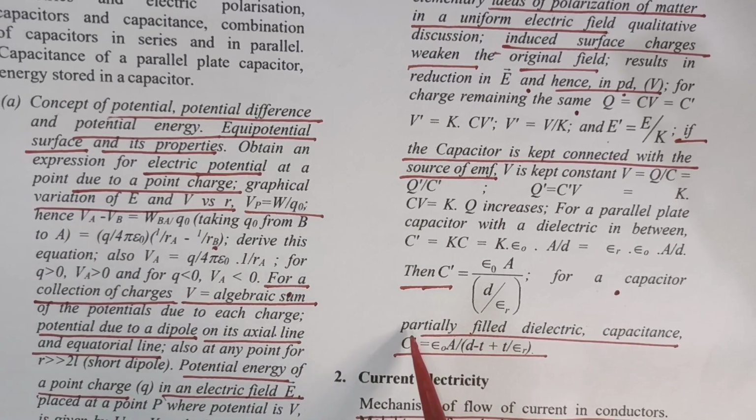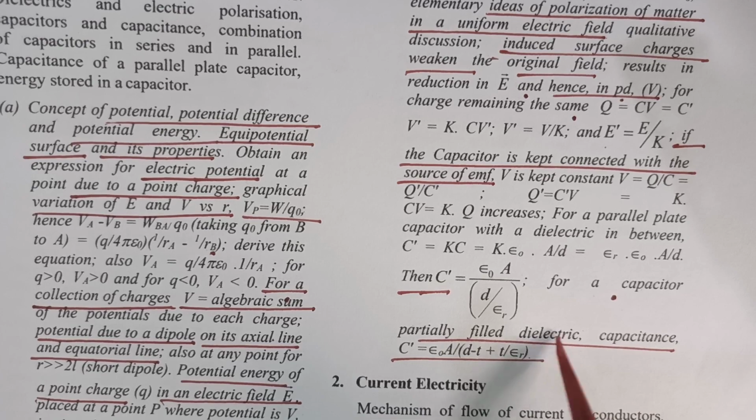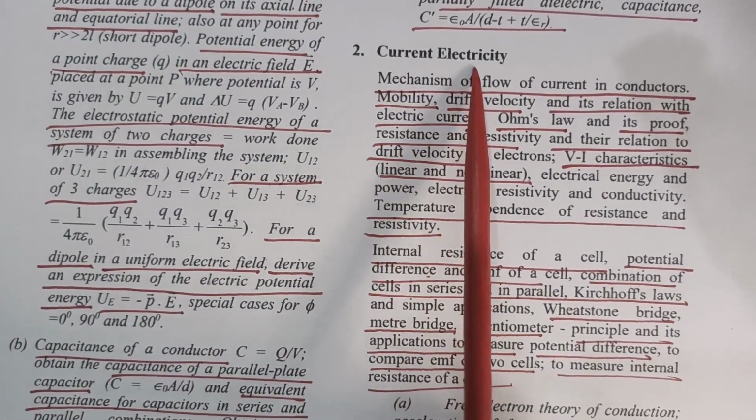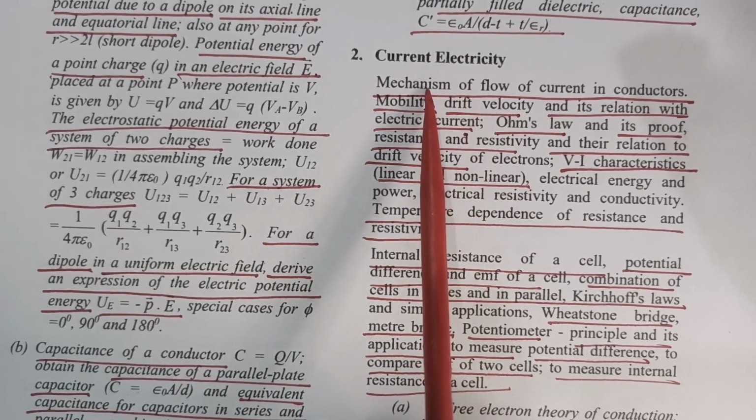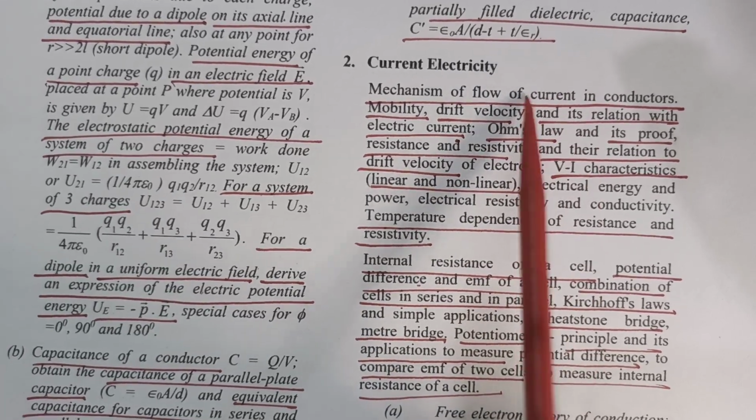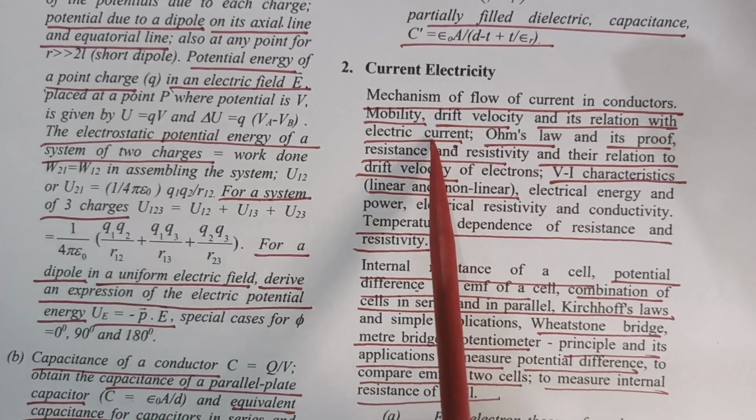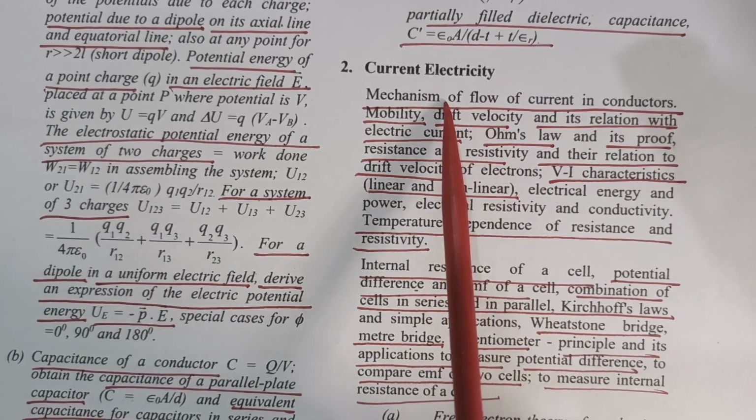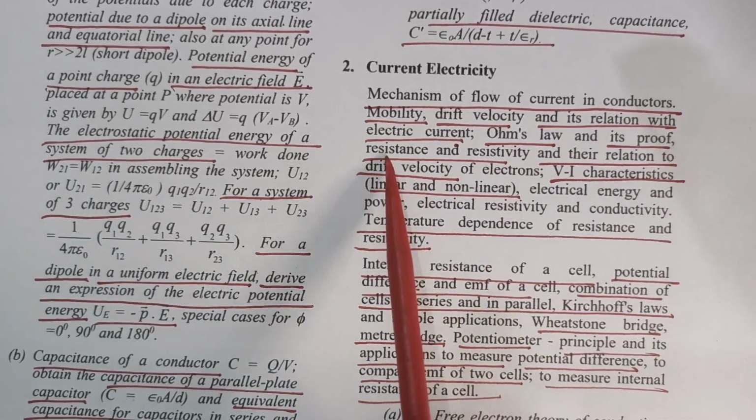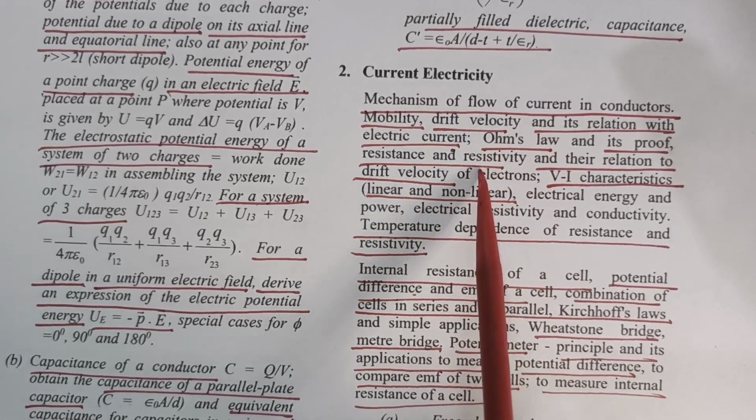The last topic of capacitor is when a dielectric partially fills the space between the plates of the capacitor, then what is the capacitance of the capacitor. Then current electricity starts. First the mechanism, that is the flow of current mechanism on the basis of the electronic theory of matter, mobility and drift velocity concept, relation of drift velocity with current, how this concept or phenomenon derives Ohm's law, and resistance and resistivity based on the electronic theory of matter or conductor.